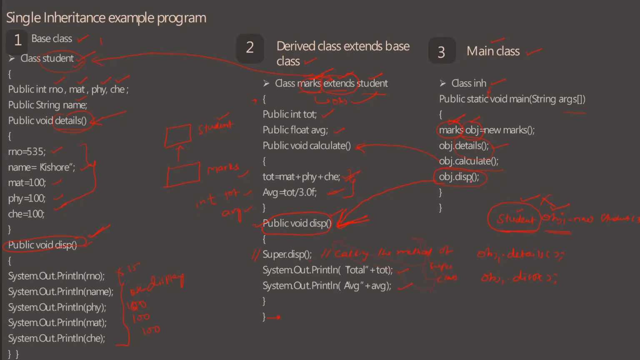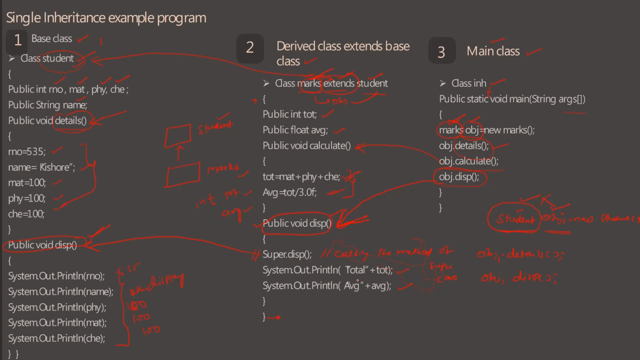So when I say obj.display, the cursor comes to the display method of your marks class, and in that the first statement you have kept is super.display. It means that you're going to call the display method of your base class with the help of the super keyword. The super keyword is used to interact with the methods which are present in your base classes. Is that point clear?